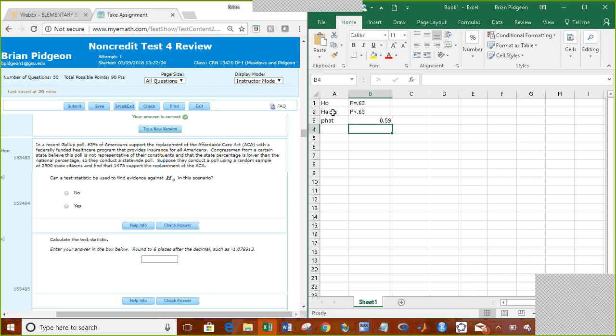So now we want to see, can a test statistic be used to find evidence against the null? Well, what they mean by that is, are those two conditions that we looked at last example met? So we need to check what is n times p and what is n times 1 minus p. So n times p bigger than 10? Yes, it is.